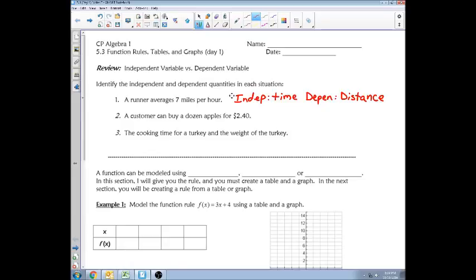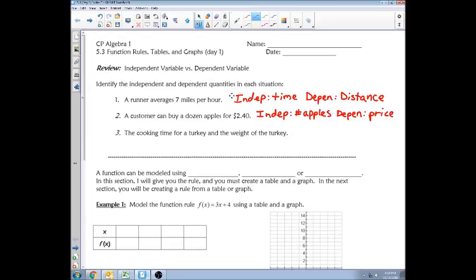A customer can buy a dozen apples for $2.40. So overall, my independent variable would be the number of apples, because it depends on the number of apples for what my dependent variable would be, which is the price. Oops, misspelled price. Wow. The price.